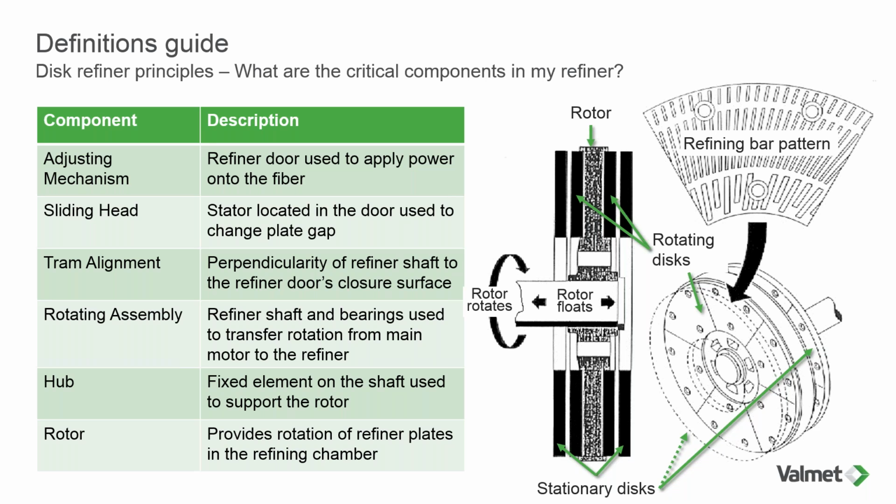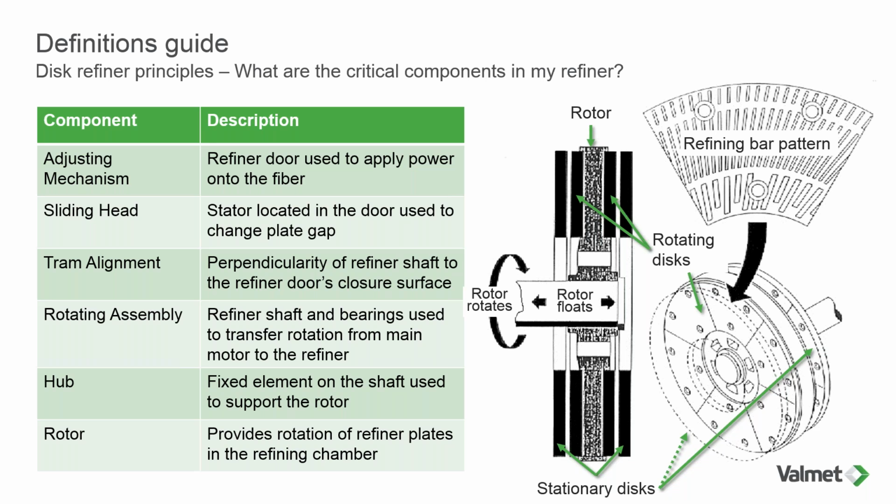And we have this concept of tram alignment, which means what is the perpendicularity of the shaft relative to all refining surfaces. So what we're trying to achieve is that the four plate positions are all parallel to each other, so assuring that the shaft is perpendicular to the door surfaces ensures that the rotor is also parallel to the door surfaces because it is perpendicular to the shaft.